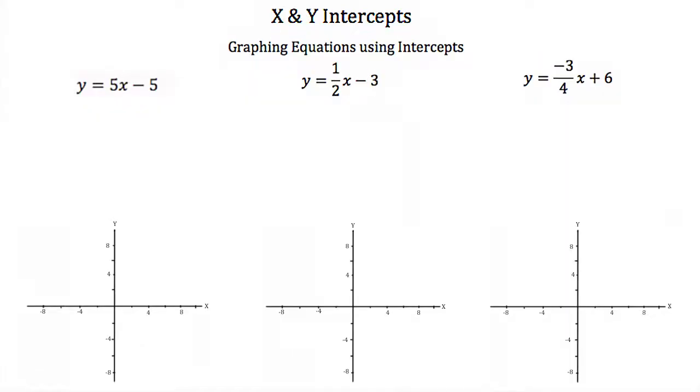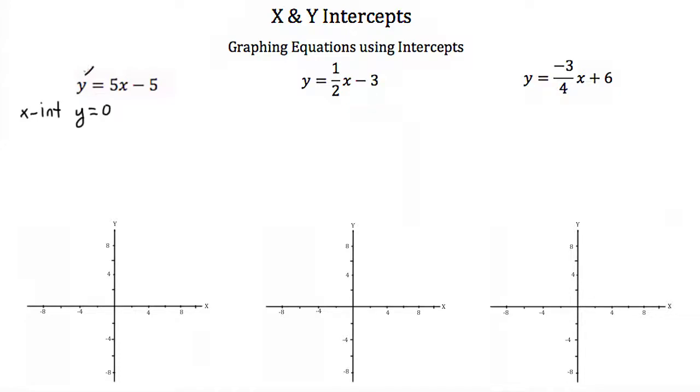So now that we know how to find x and y intercepts, let's try using them to graph some equations. Here we're given 3 linear equations, which means they're all equations of straight lines, and we'll use our intercepts to graph them. So let's start with the first one. Let's find our x-intercept first. Our x-intercept is when y is equal to 0.